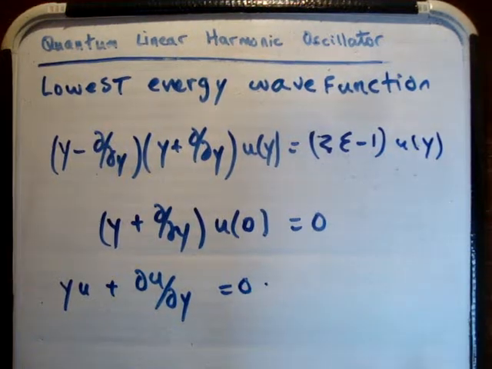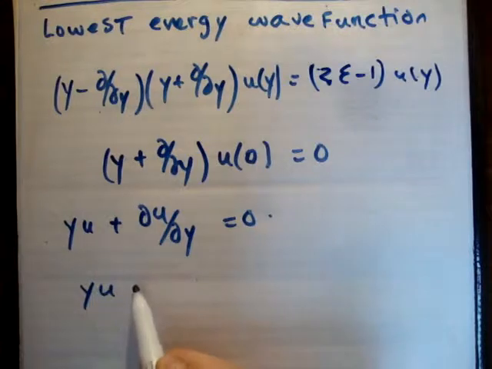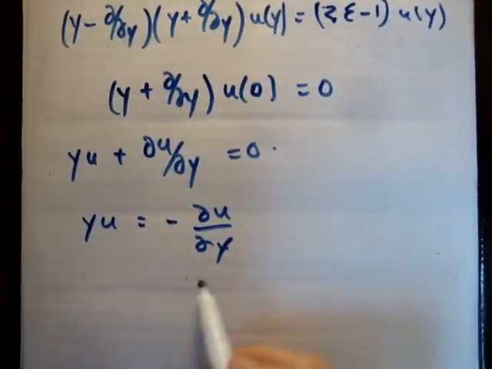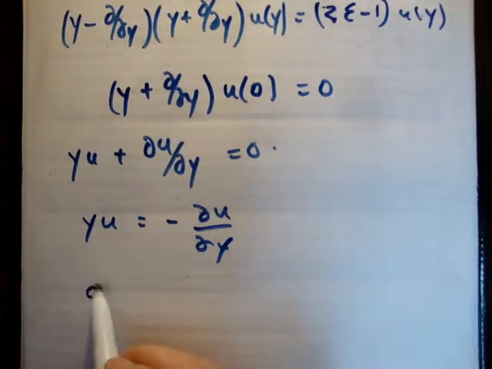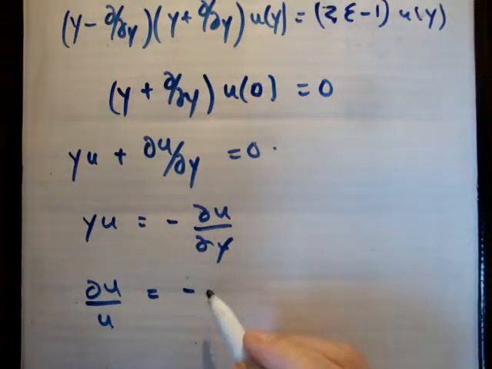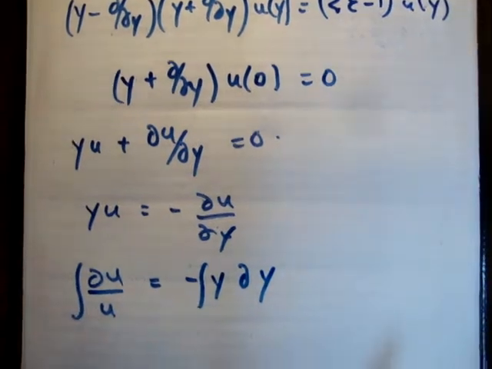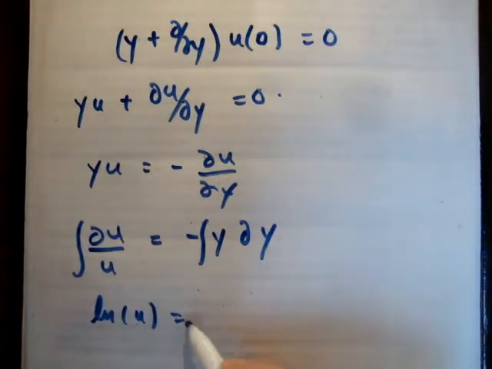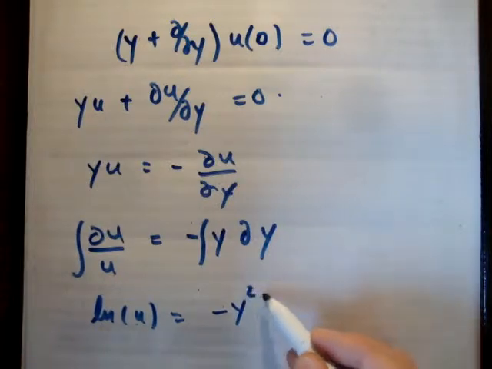So I get y times u plus du/dy equal to 0. This is a very simple separation of variables integral. So you get y u is equal to negative du/dy, or du over u is equal to minus y dy. We're going to integrate both sides, so we get the natural logarithm of u is equal to minus y squared over 2.